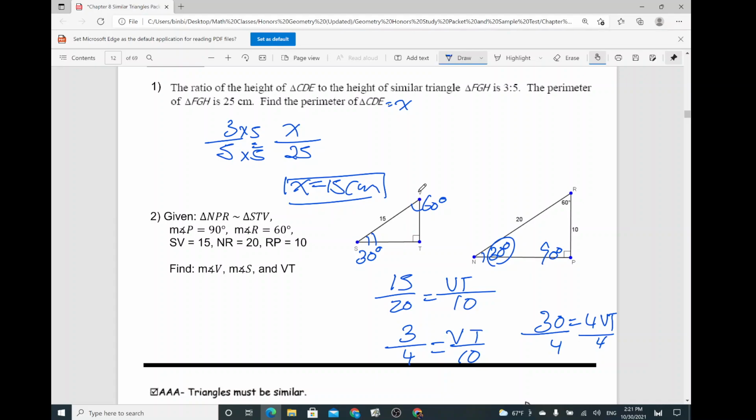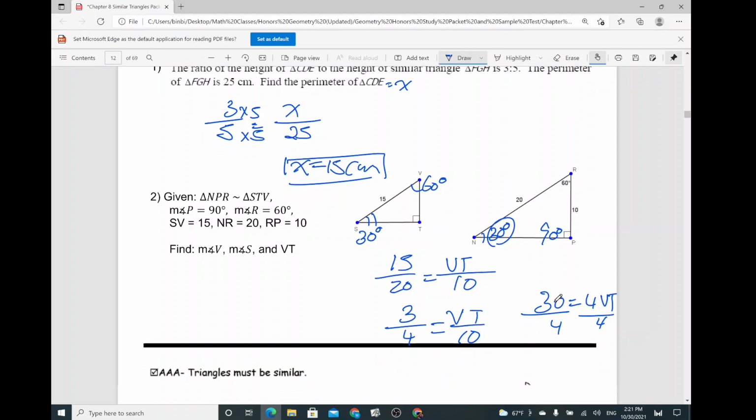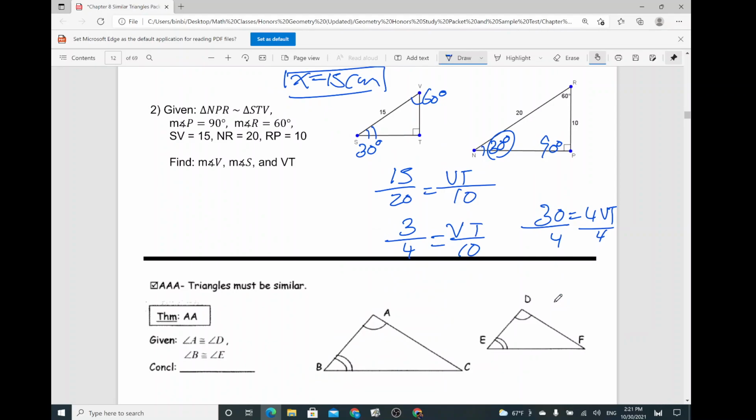Again, the proportionality statement: VS over RN, 15 over 20, is the same ratio as VT over 10. And then the rest of that, just cross multiply. Another thing you can do is just reduce, so VT equals 15 over 2, which is 7.5 for VT.